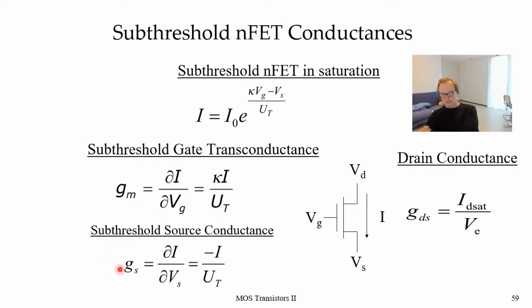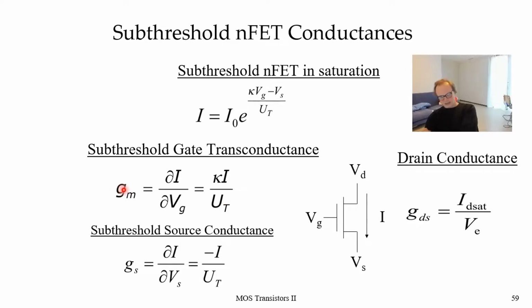If you do the same thing for the source conductance, how much does the current change with the source voltage? You go through this exponential, and if you differentiate it, you get back the exponential again, and you find out that the source conductance is minus I over Ut. So this is really fundamental in subthreshold. The conductance is actually proportional to the current divided by the thermal voltage. And then the drain conductance will be GDS is ID sat over VE. So you see here, they're both some voltage.